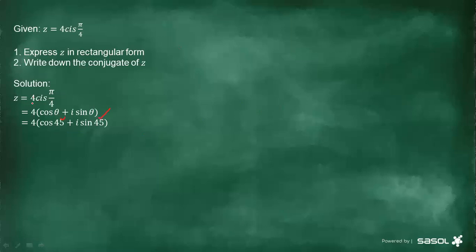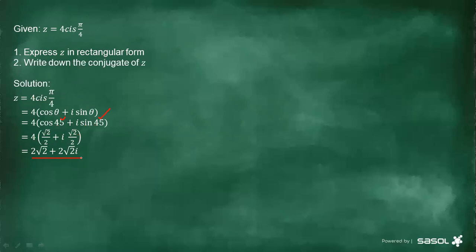And then the value of R, you can see, is 4. Then you press your calculator and say cos 45, it gives us square root of 2/2. And sin 45 gives us square root of 2/2. Then you open the bracket with this 4 outside, and it's going to give us this. Now it is in rectangular form.